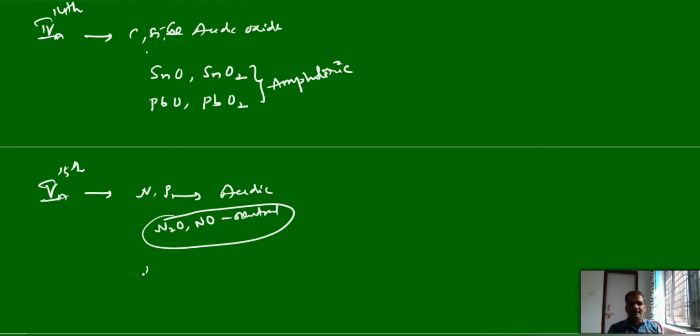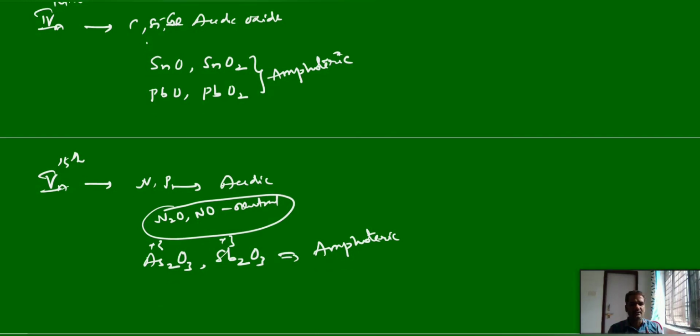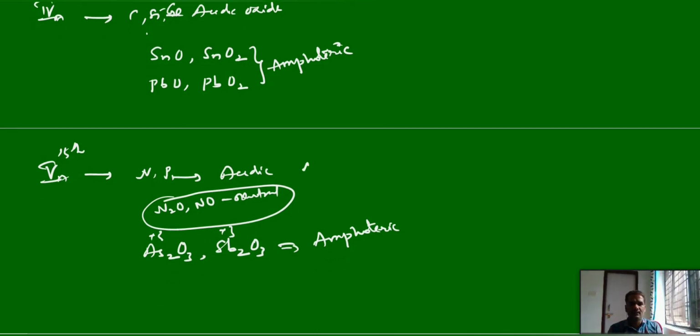Now come to arsenic, As2O3, and antimony, Sb2O3. Arsenic and antimony in the +3 oxidation state are amphoteric in nature. But if they are in the +5 oxidation state, they are acidic. Take As2O5, Sb2O5. These are acidic in nature.